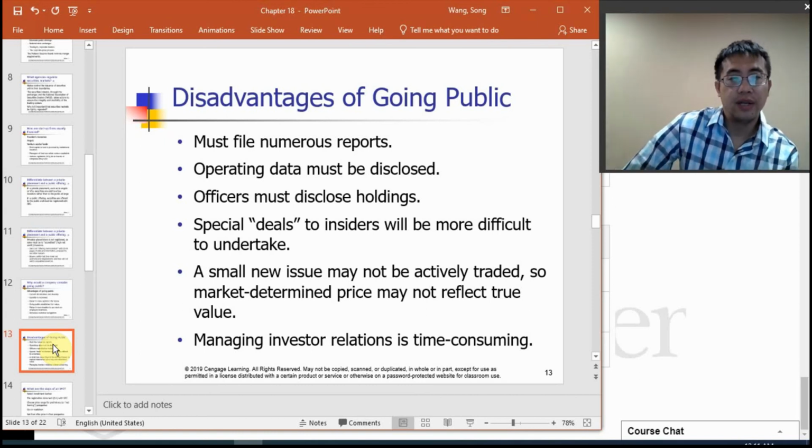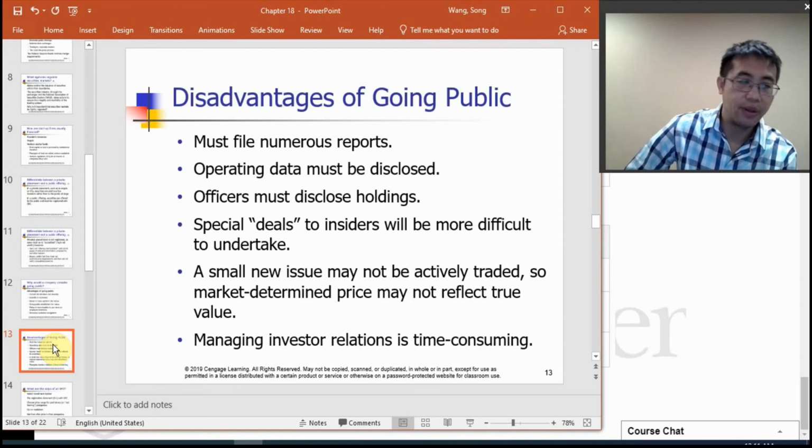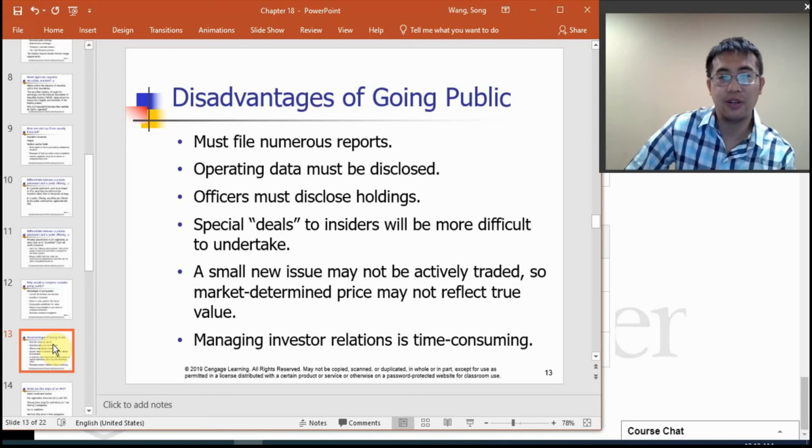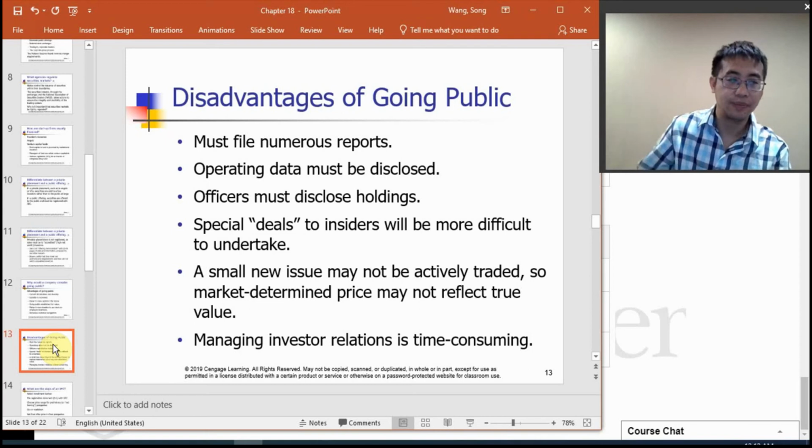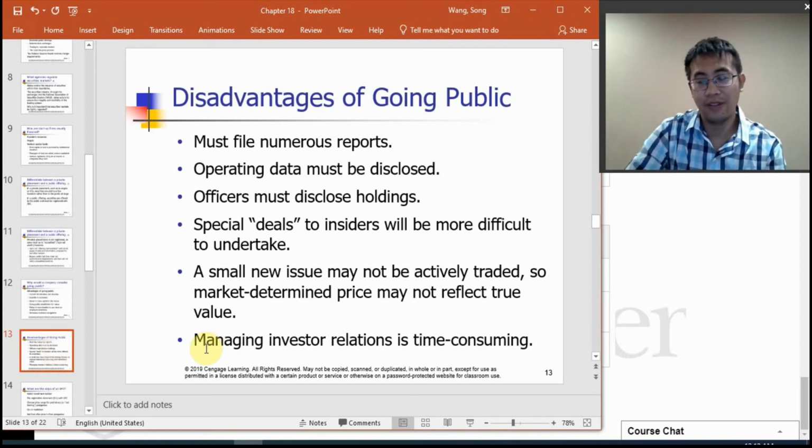And a small new issue may not be actively traded. Sometimes that's true. When the firm goes public, they only issue like 5% of their total equity, and the remaining 95% is still untouched. So the issued shares may not be a good reflection of the true value of the stocks. Also, you definitely need good PR, public relations, to manage investor relations, not just to disclose your financials, but also to answer all kinds of questions from the investors.